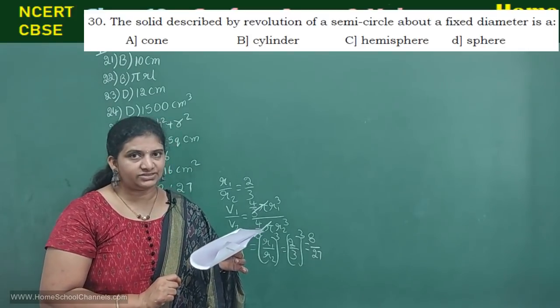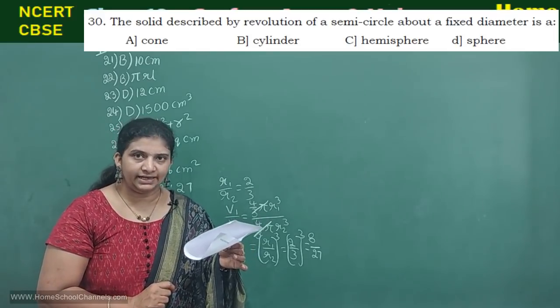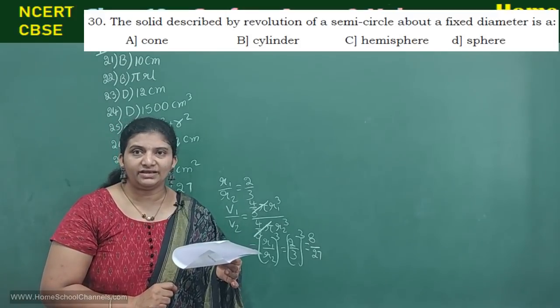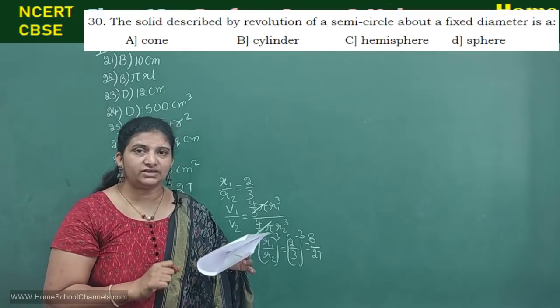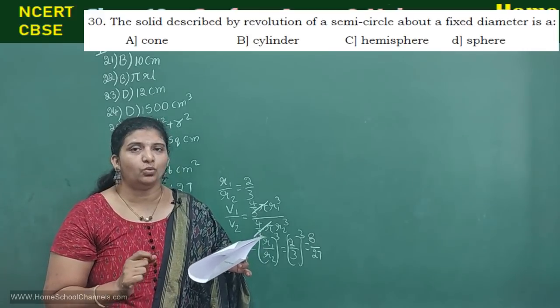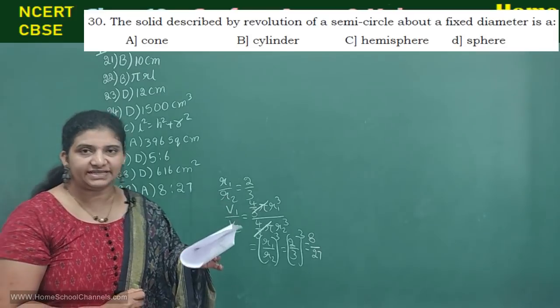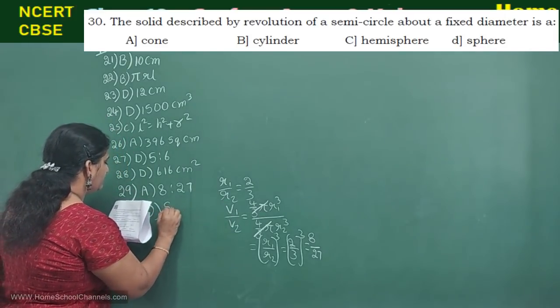See here, let's check the answers. Option A, cone, no. Cylinder, no. Hemisphere, no. And D, sphere, yes. A revolution of a semicircle about a fixed diameter, we get a sphere. Okay, your option is D, sphere.